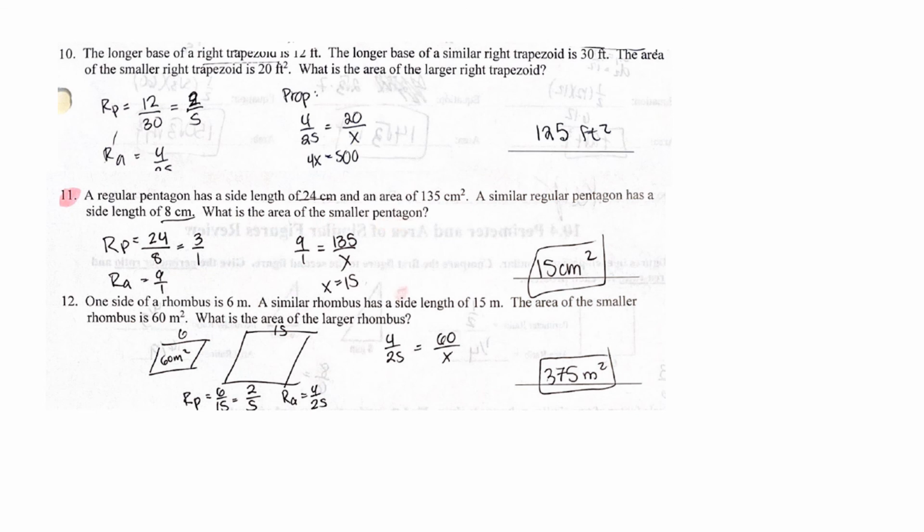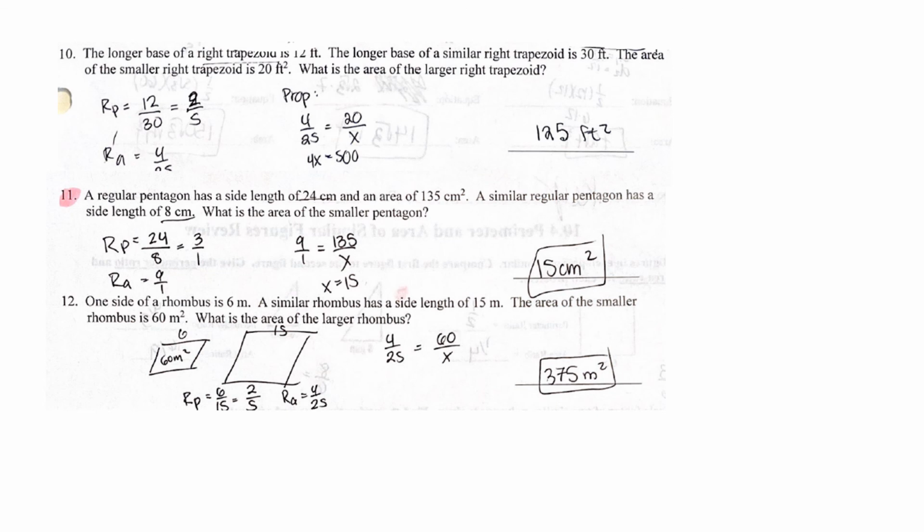So if we look at our side lengths that we have here, we have 24 and 8. So I'm going to make those into the ratio of perimeters. That simplifies to 3/1, or you could just say 3 also. And then square it to get the ratio of the areas would be 9/1. So then I can set up my proportion here, right? An area of 135 centimeters squared. Then I can cross multiply, I get x is 15 centimeters squared.